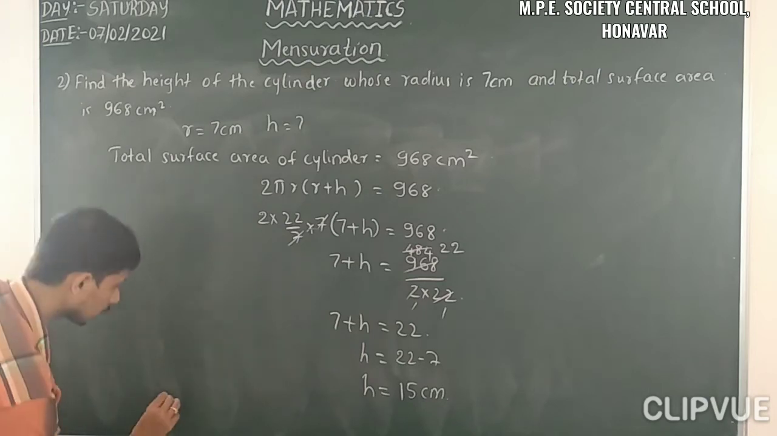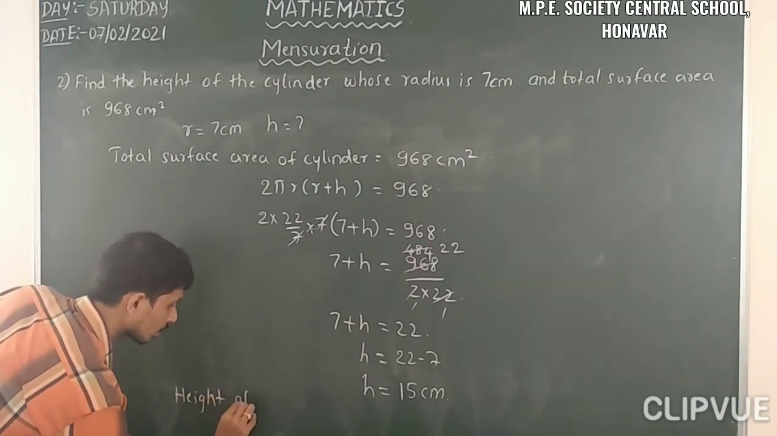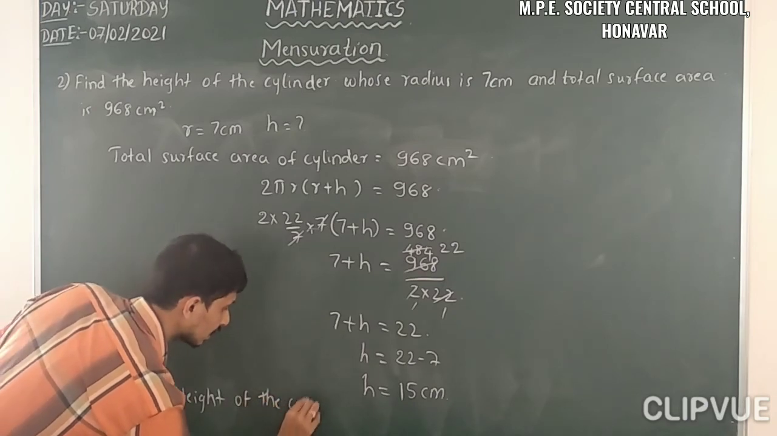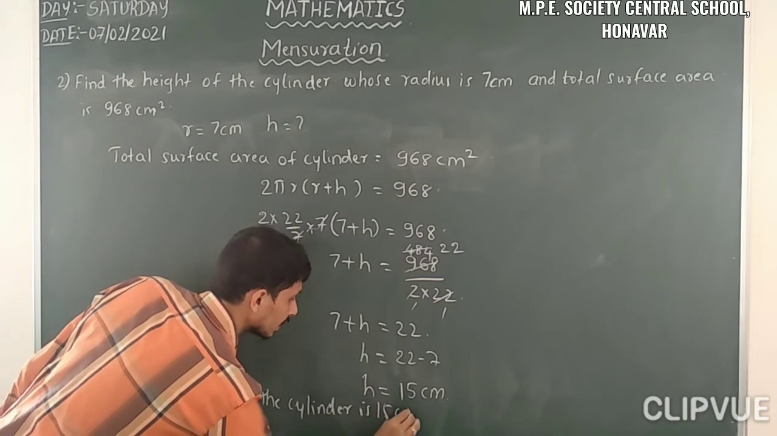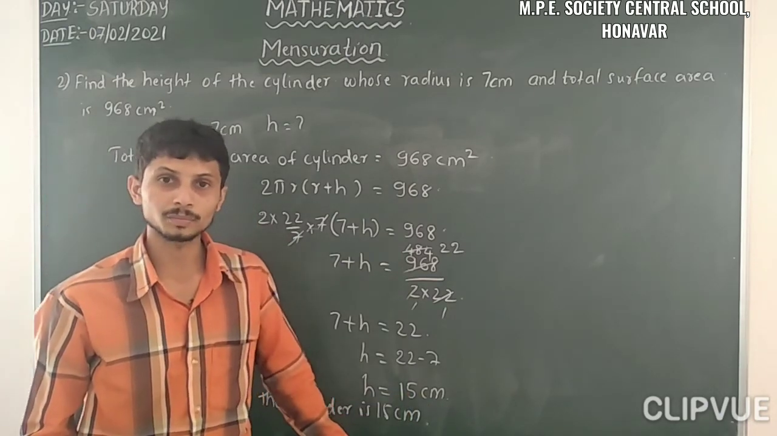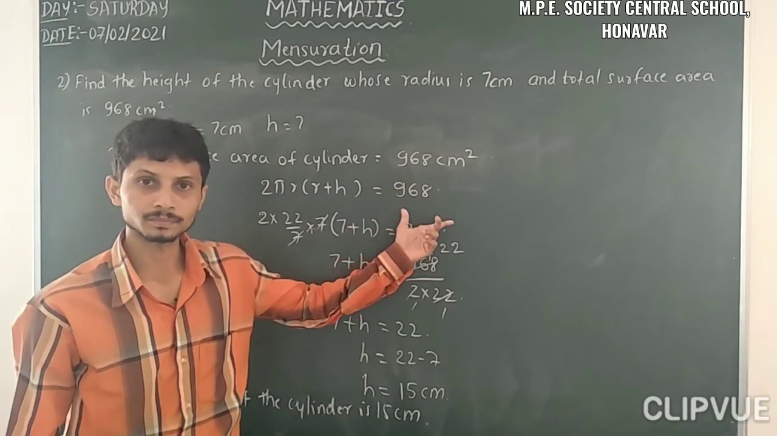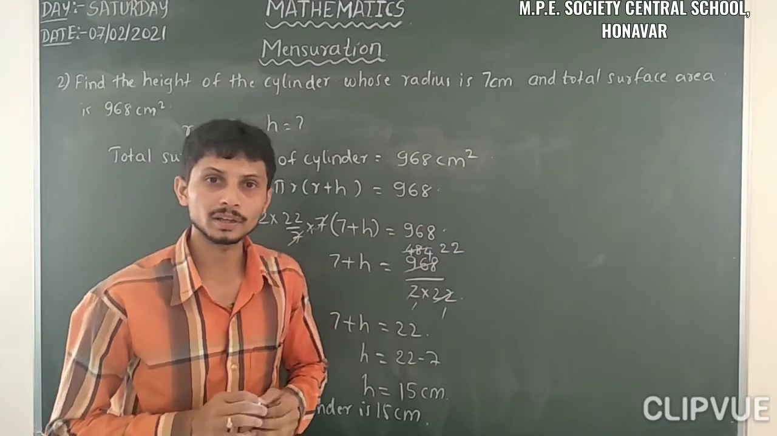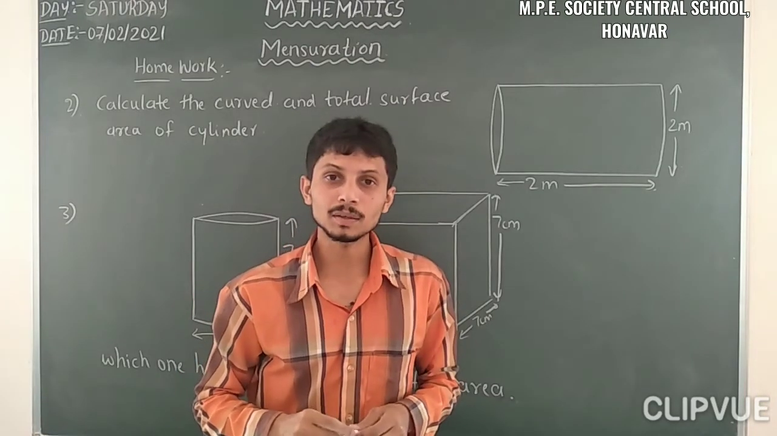So 15 centimeter is the value of the height of the cylinder. Therefore, the height of the cylinder is 15 centimeter. We got the value of the height of the cylinder using the formula and the known values. I hope you already know that one. So let us take some homework here.